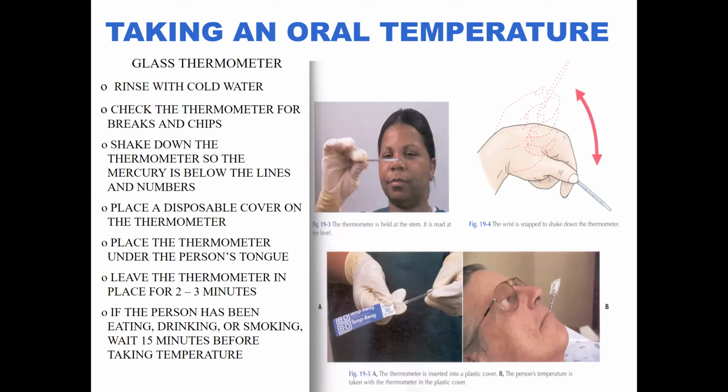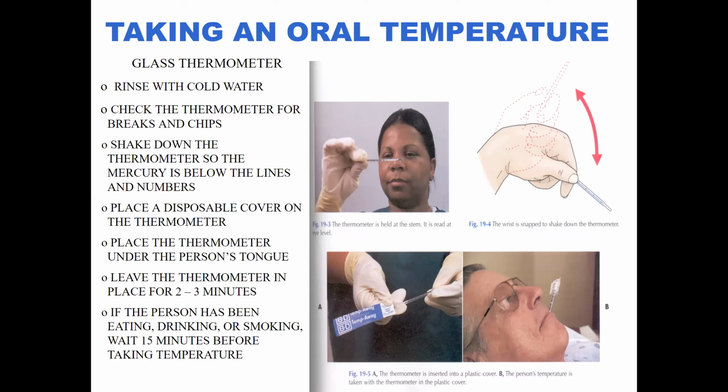Taking a temperature with a glass thermometer, remember the mercury one: rinse with cold water first. Check the thermometer for breaks and chips. The last thing we want to do is put a broken glass tube into someone's mouth, so make sure you inspect it. Make sure there are no cracks in it, especially anywhere where the mercury can be.